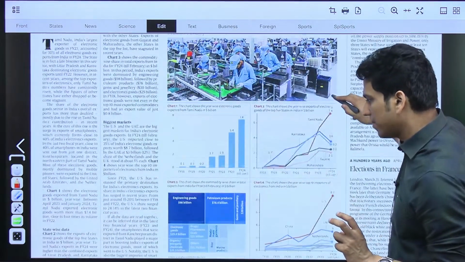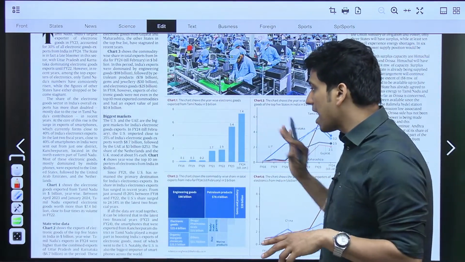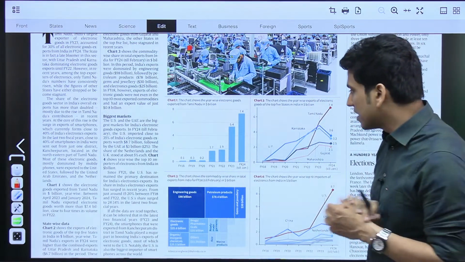Now look carefully here. These are 4 charts that have been made over here. Let us discuss the charts one by one.